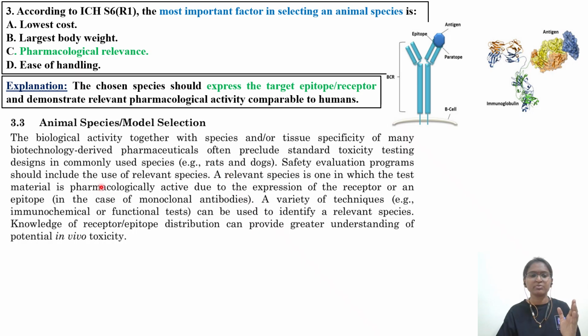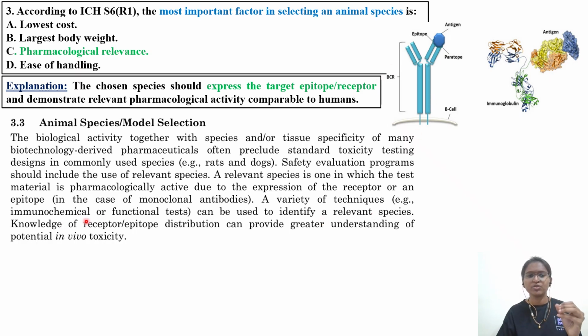Safety evaluation programs should include use of relevant species. So relevant species means presence of that receptor; that you have to remember. That is the take home thing you have to remember. A relevant species is one in which the test material is pharmacologically active due to expression of that particular receptor and epitope. In case of monoclonal antibodies, here you can see the figure.